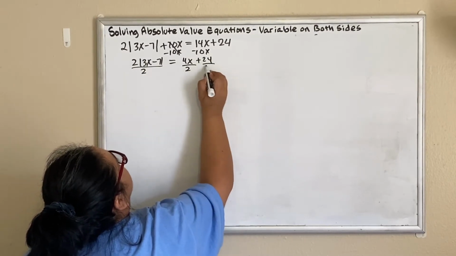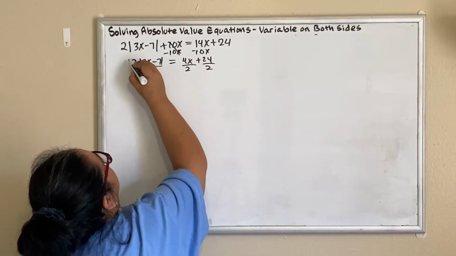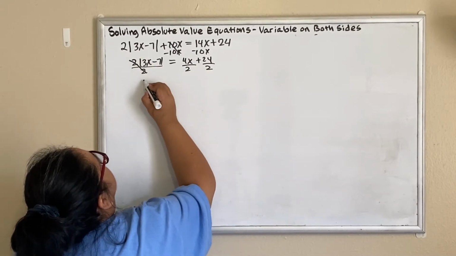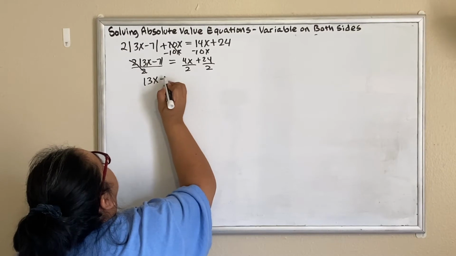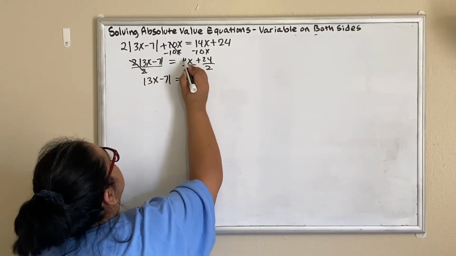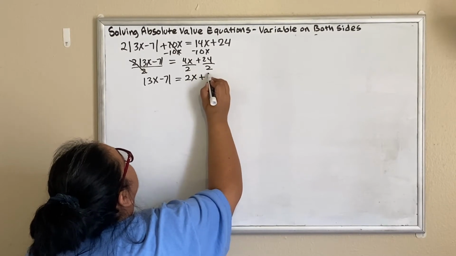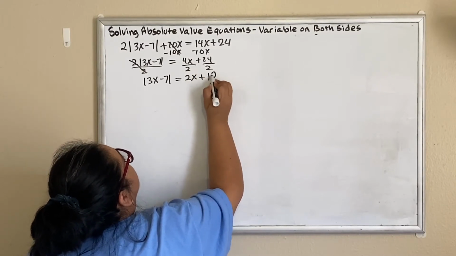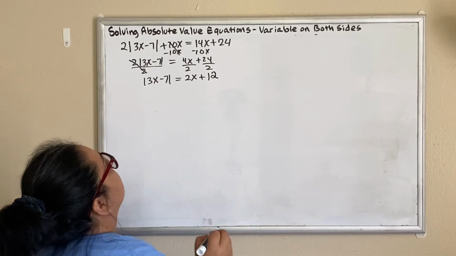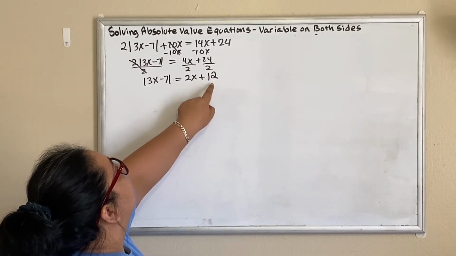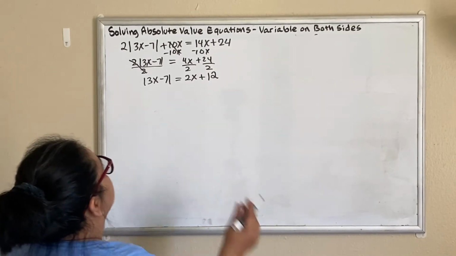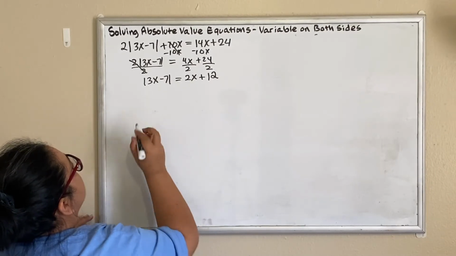We can put the 2 on both of these right here, and that'll work. So that reduces, and we get the absolute value of 3x minus 7 equals 2x plus 12, since 4 divided by 2 is 2 and 24 divided by 2 is 12. Sorry, I made a mistake there. So we get 2x plus 12 on the other side of the equal sign. So now it's isolated. Now I can do my two equations.